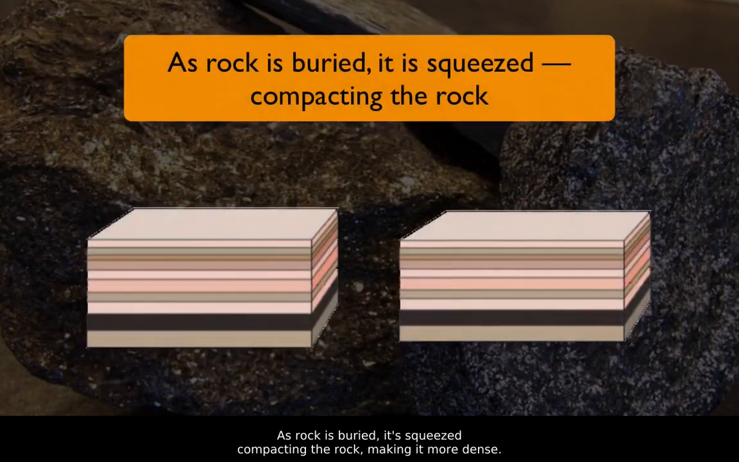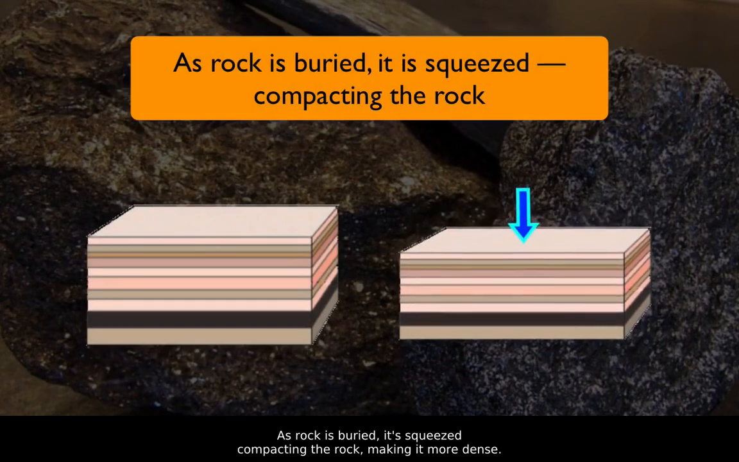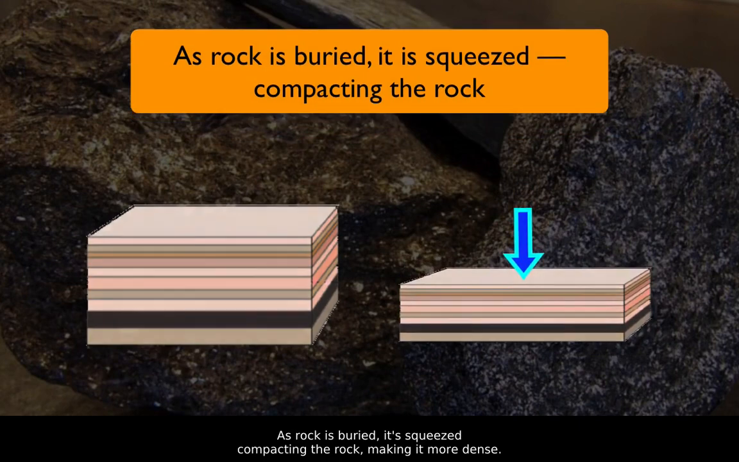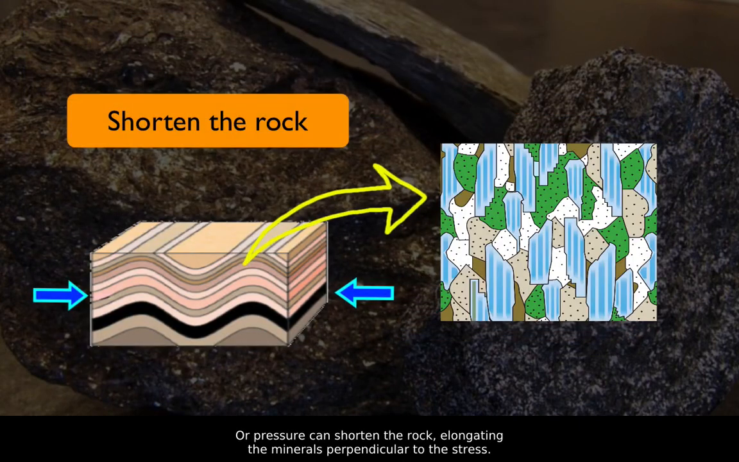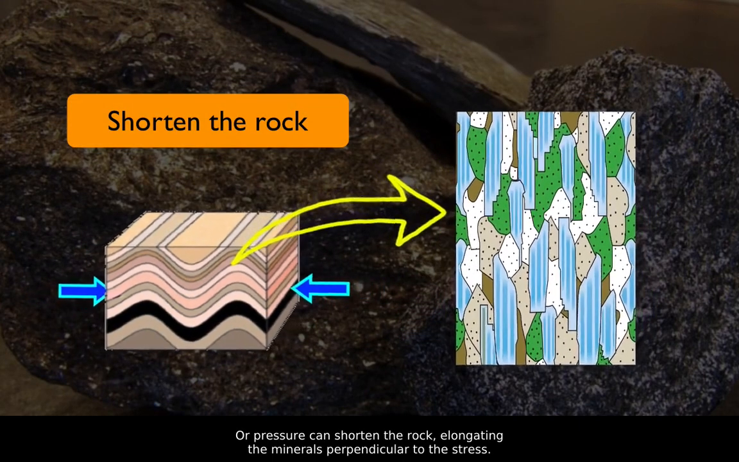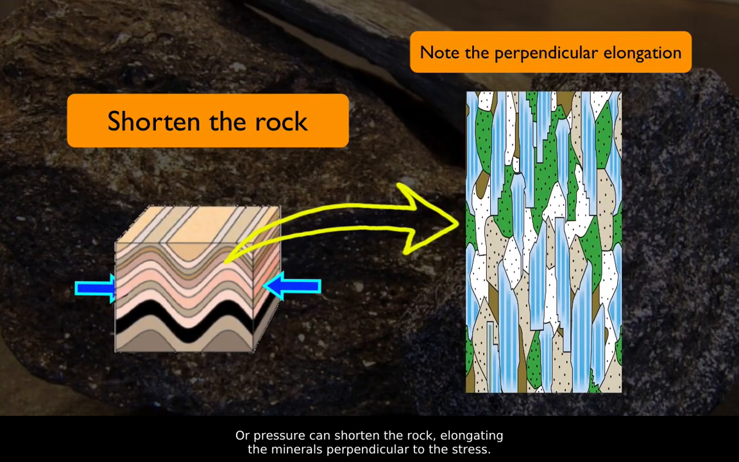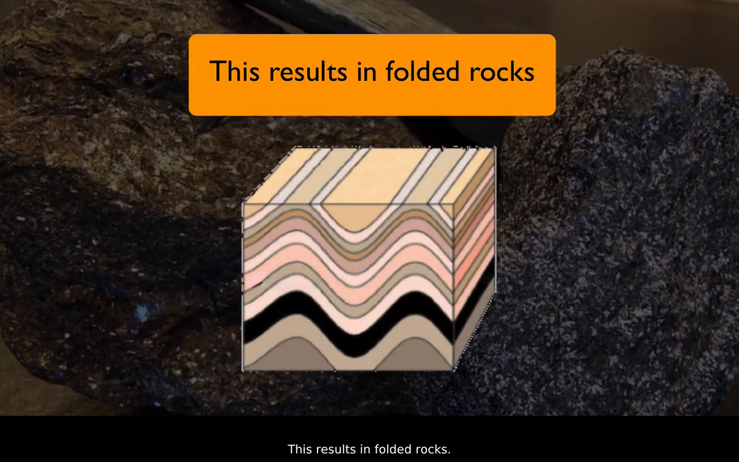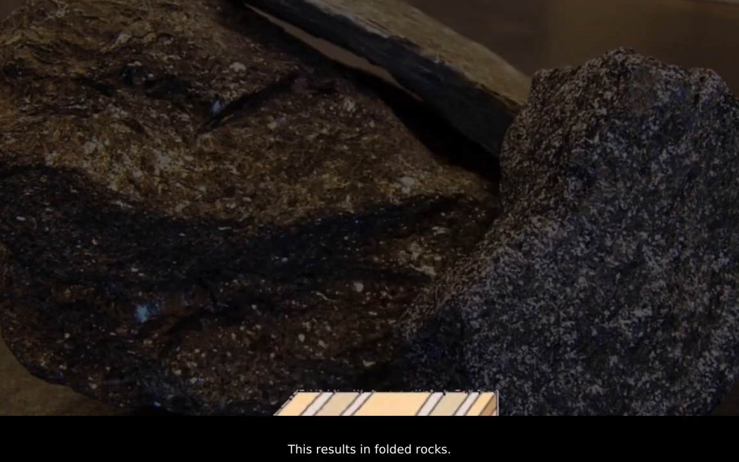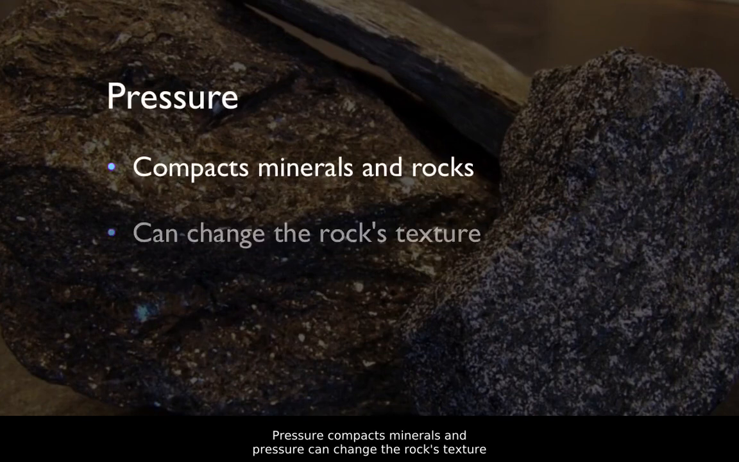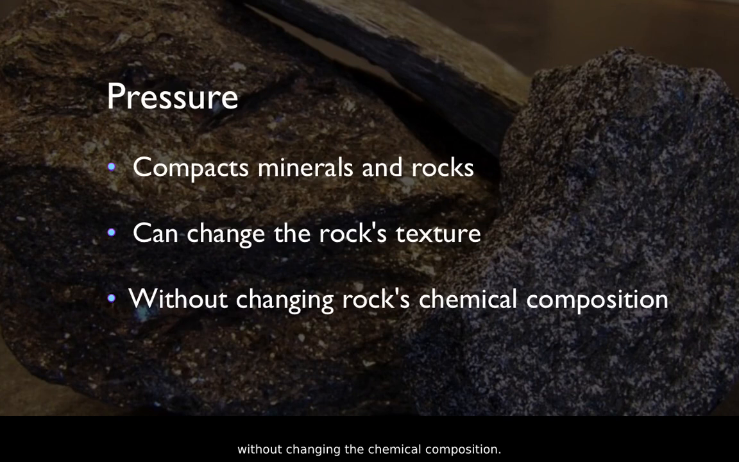As rock is buried, it's squeezed, compacting the rock, making it more dense. Or pressure can shorten the rock, elongating the minerals perpendicular to the stress. This results in folded rocks. Pressure compacts minerals, and pressure can change the rock's texture without changing the chemical composition.